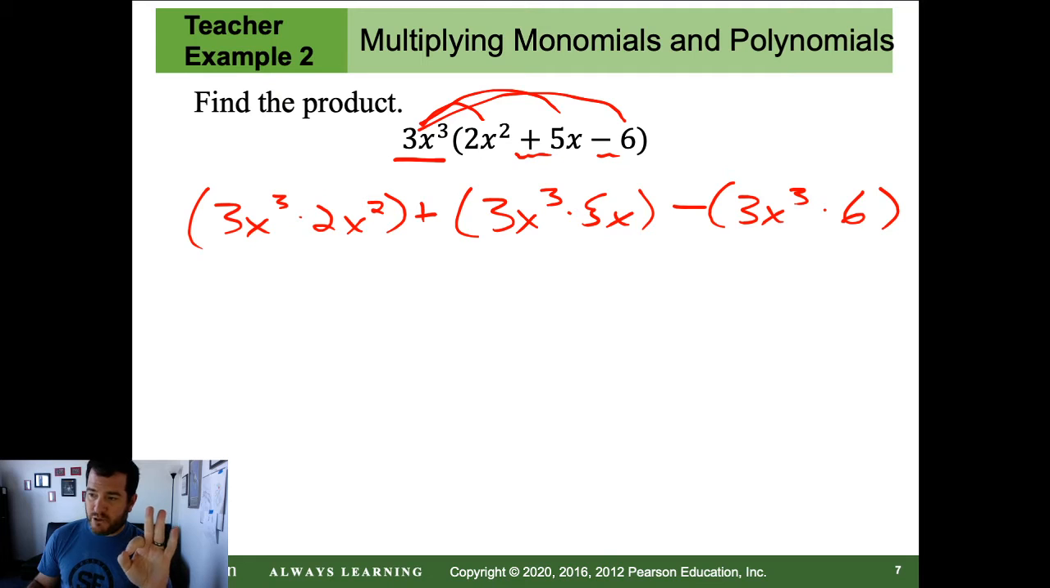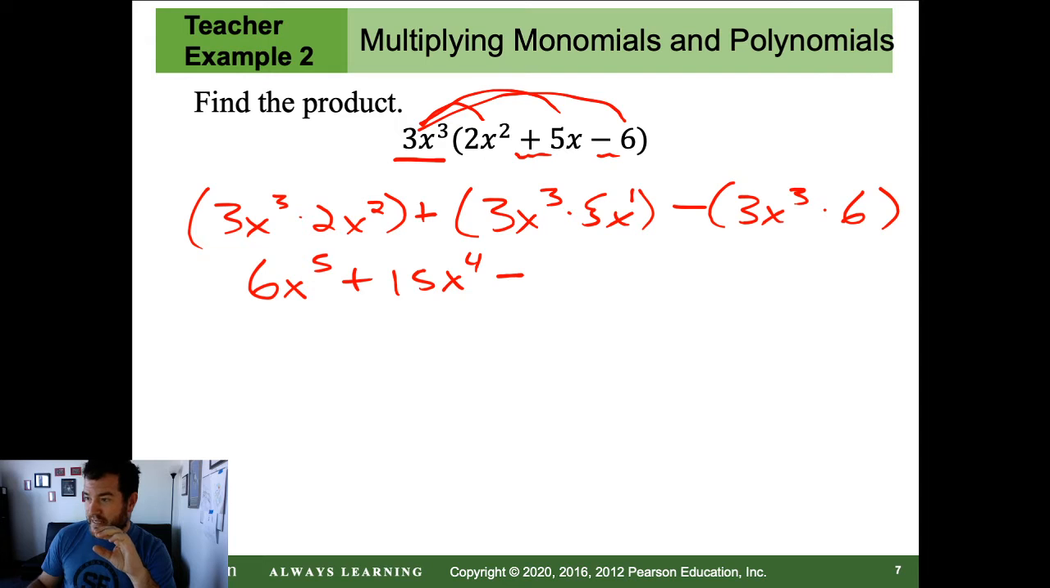So 3 times 2, I believe, gives you a 6. And an x cubed times an x squared, like bases, I'm going to add the exponents. Okay, bring down my sign. 3 times 5, that's a terrible 5, sorry, is 15. And again, I have an x cubed times x. I have to remember that there's a 1 there. So that would be x to the 4th. And then I can bring down my sign. 3 times 6 is 18, and then I just bring down my x cubed.